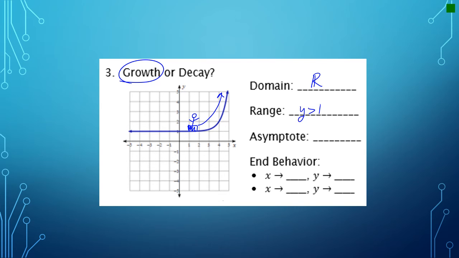And the reason is because if you look right here, this is where the graph flattens out right at +1. So that's also your asymptote, y equals 1. The end behavior, if I go towards positive infinity, so to the right, this graph goes up towards infinity. And if I go towards negative infinity, or to the left, the graph levels out or bottoms out at +1.